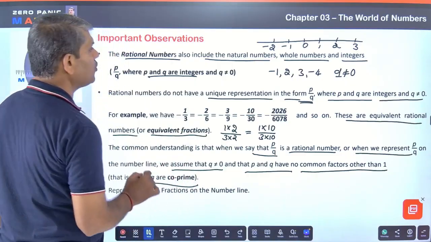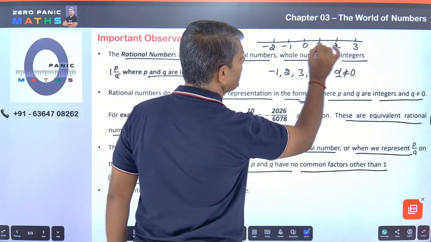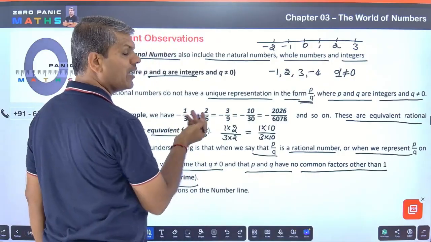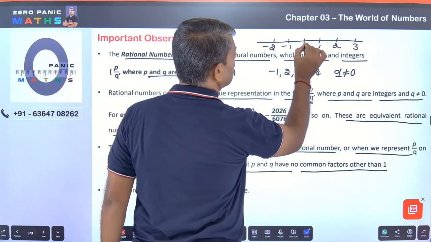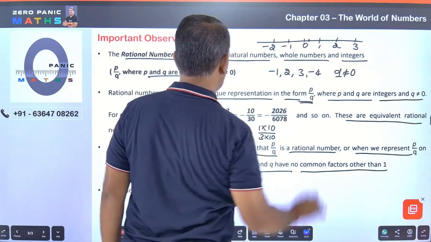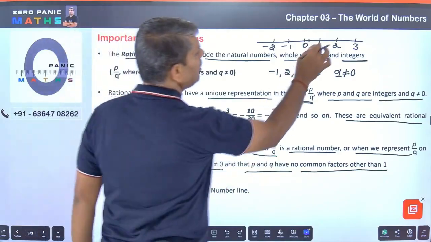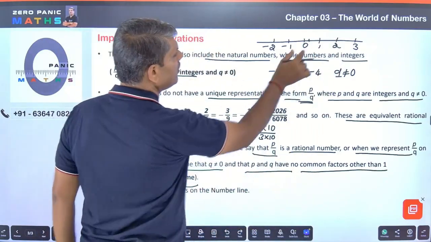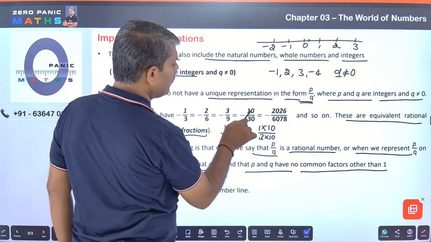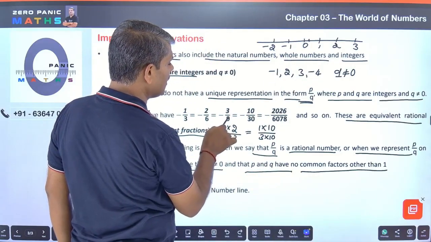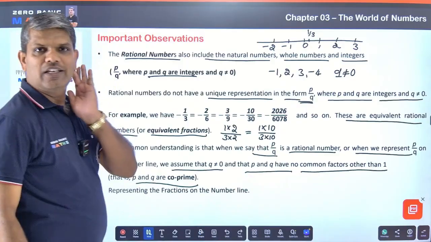So what I am trying to say here is, when you are representing 1 by 3 on the number line, somewhere here, 1 by 3 is something like 0.33, it will come between 0 and 1. Okay, 1 by 3. But if you go for representing 2 by 6, it will not come between 2 and 3, it will also come between 0 and 1 only, and that is exactly equal to 1 by 3. It is the same thing. When you try to represent 10 by 30 or 3 by 9, that also is this number only, 1 by 3 only. You're getting my point?